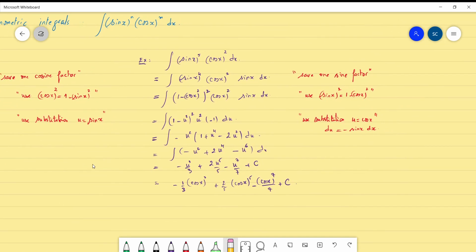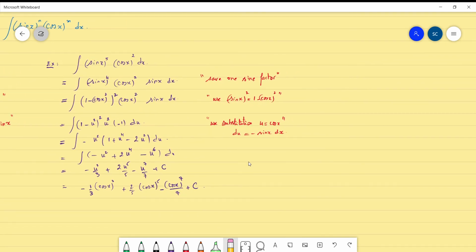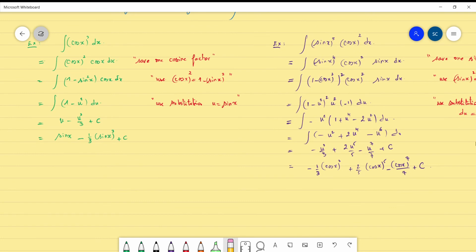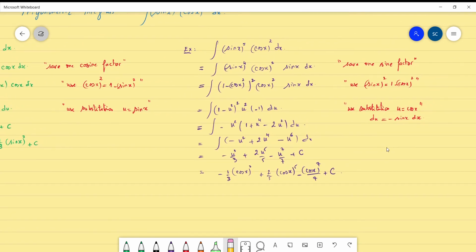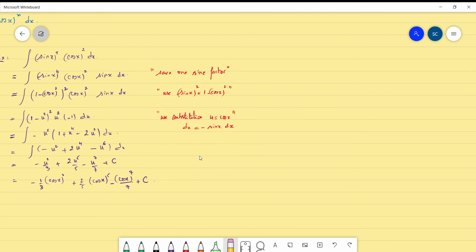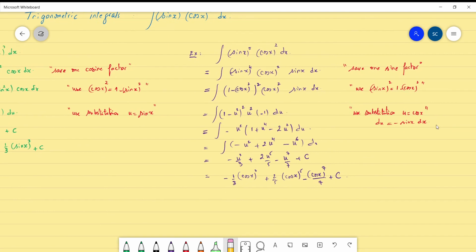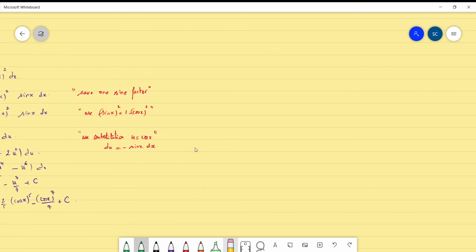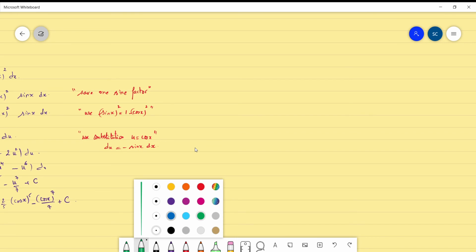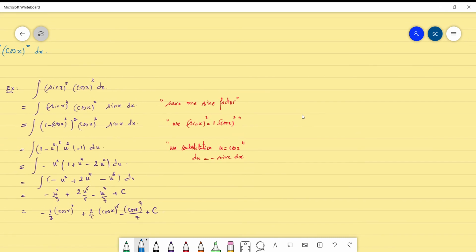So now another situation. The third situation is the following. Let's see it through the following example. Let's use the color blue. So we are required to find, this time, the following antiderivative. So this time we have to look for the following.